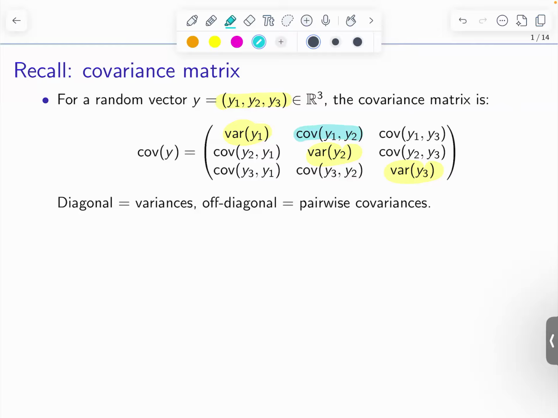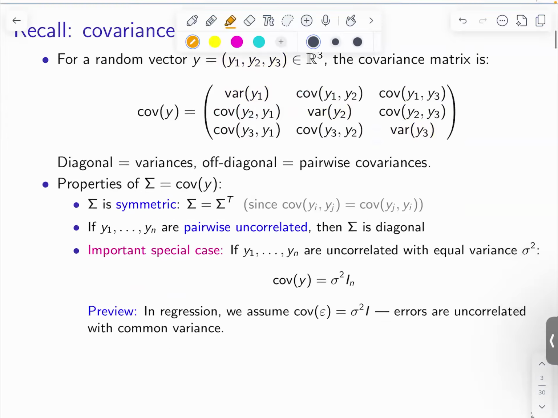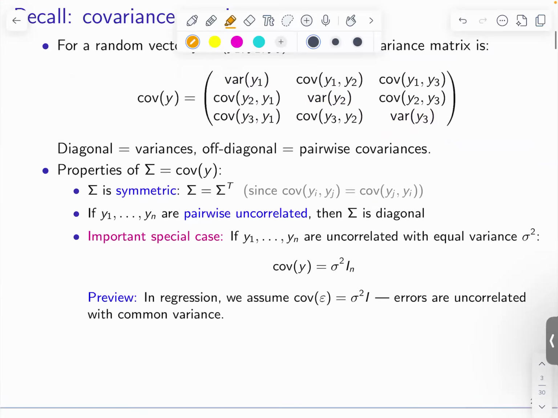And immediately, if you look at this, you notice that these off-diagonal elements, because covariance is symmetric, will be the same. So the covariance of y1 and y2 is the same as y2 and y1. Covariance of y1 and y3 is the same as y3 and y1, and the same for the other off-diagonal. So if you look at the mirror image across the diagonal, it's the same. So this gives us the first property of the covariance matrix. The covariance matrix is symmetric, which means that sigma is equal to sigma transpose.